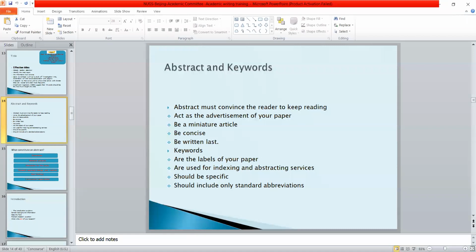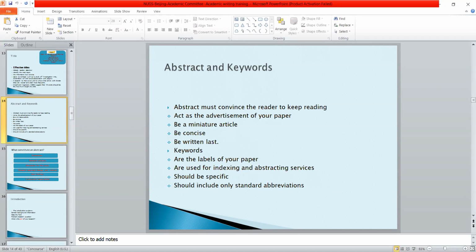If you write a good abstract and somebody reads it, the person finds interest in your work and will go further to read. Are you okay? Then, as I indicated, it must be concise and must be written last. Even though it is second in terms of structure, it must always be written last.